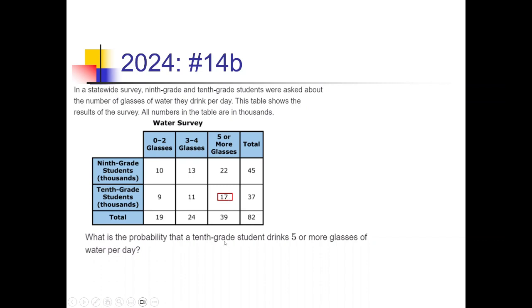Now, because of the way they worded it, they said probability that a 10th grader drinks this. We're assuming that we have a 10th grader to begin this question. They didn't say the probability that a student is a 10th grader and drinks 5 or more glasses. They specify that it has to be a 10th grader that we're looking at. So that means that we're looking at only the 10th grader total, 37, instead of the total for everybody. So we're going to have 17 over 37 for this probability.